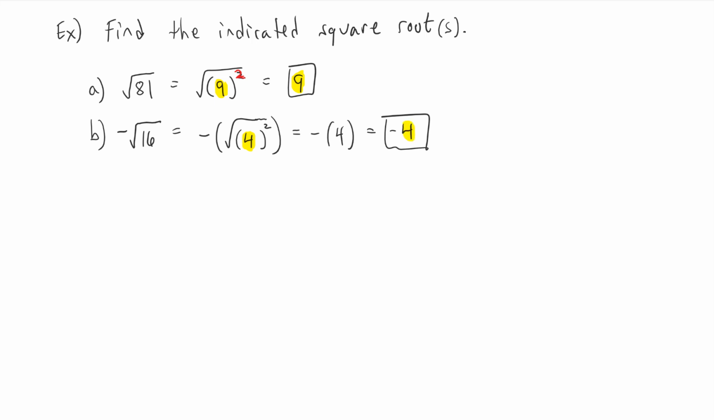We just wanted the opposite of whatever the principal square root of 16 is. Well, the principal square root of 16 is 4, so I just want the opposite of 4, negative 4. So when you step back and look at it, really the negative out front didn't do anything. We didn't really need to do anything with it. It was just saying that our final answer is going to be the negative square root of 16, which is negative 4.